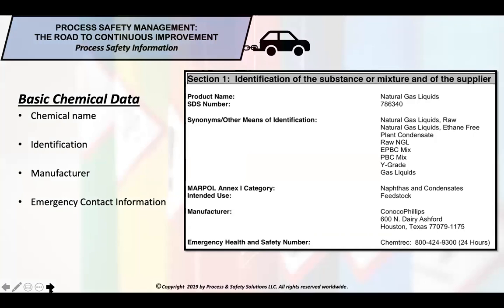Again, like I said, you can use an SDS. Normally you'll have your basic chemical data, like your chemical name, identification, manufacturer, and emergency contact information. If you're familiar with the SDS, you know that it has 16 different sections, and all of those sections have various information regarding that chemical. That can fulfill, like I said, most of the information that you need for toxicity information regarding the chemicals in your process.